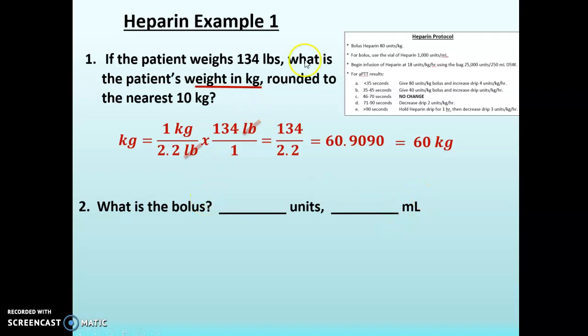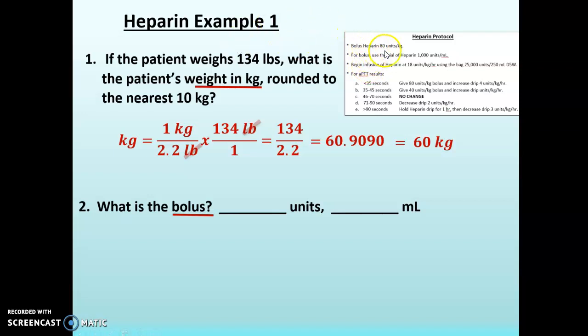So up here in your heparin protocol, you see where it's talking about the bolus of heparin. We need to give 80 units per kilogram. And then for the bolus, we use the vial of heparin that has the concentration 1,000 units per milliliter. So our bolus means we're going to focus on those first 2 lines. This third line comes in and starts talking about the infusion, and that's going to be what we set up on the pump, that milliliter per hour business.